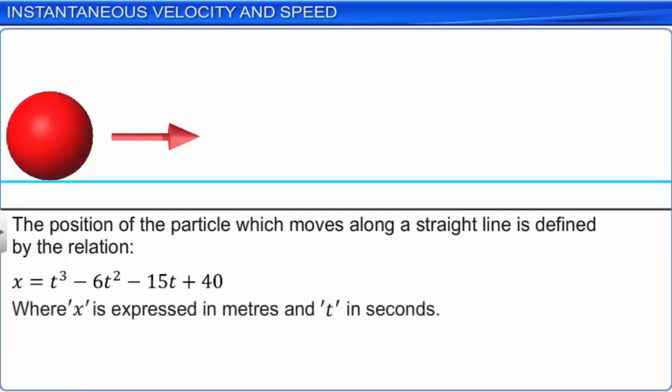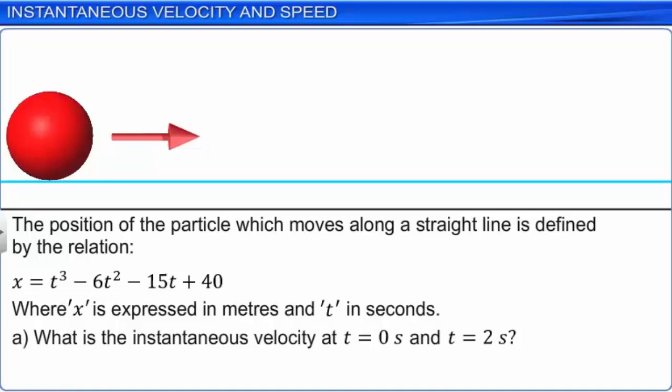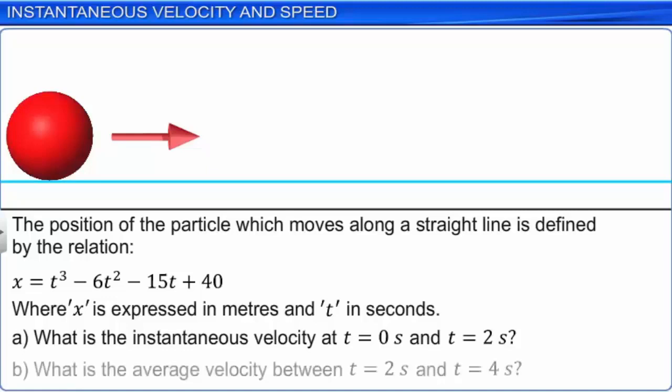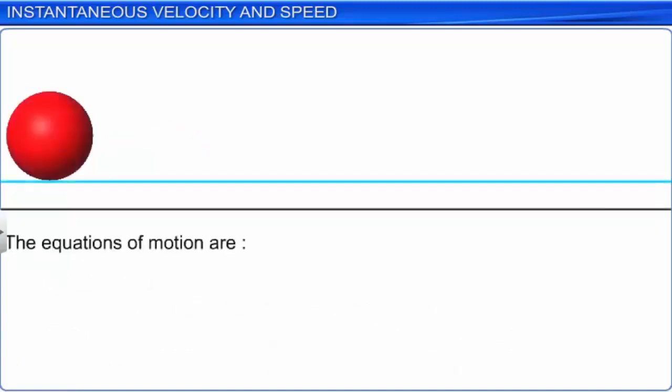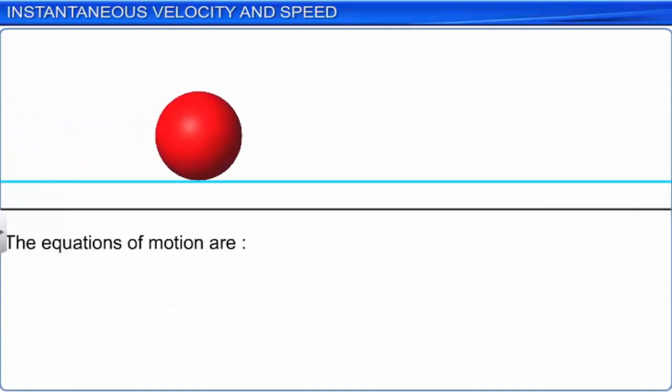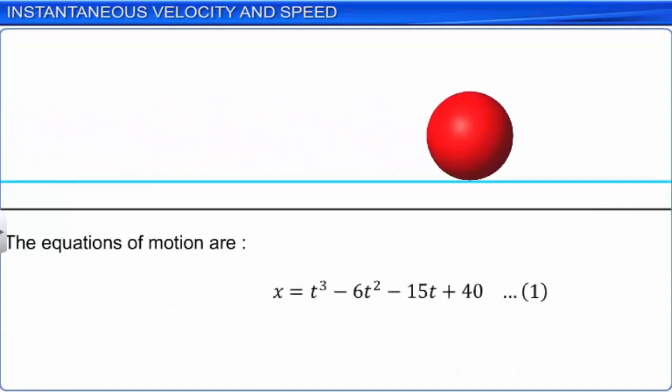What is the instantaneous velocity at t equal to 0 second and t equal to 2 seconds? What is the average velocity between t equal to 2 seconds and t equal to 4 seconds? Solution: the equations of motion are x equals t cube minus 6t square minus 15t plus 40.